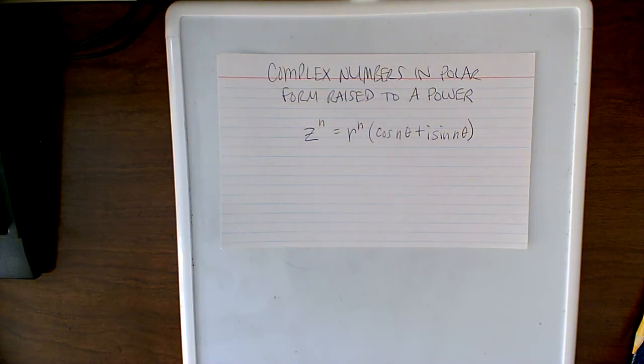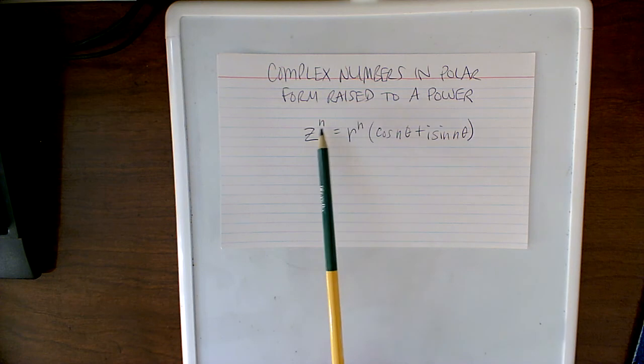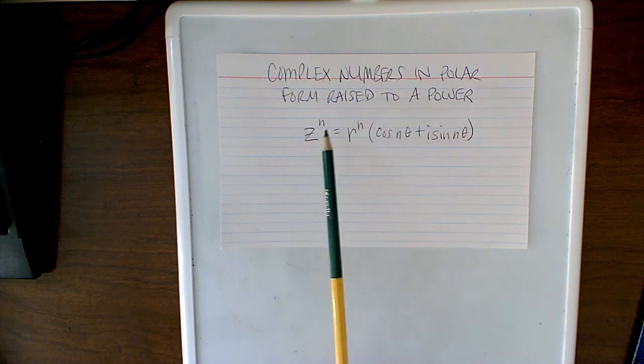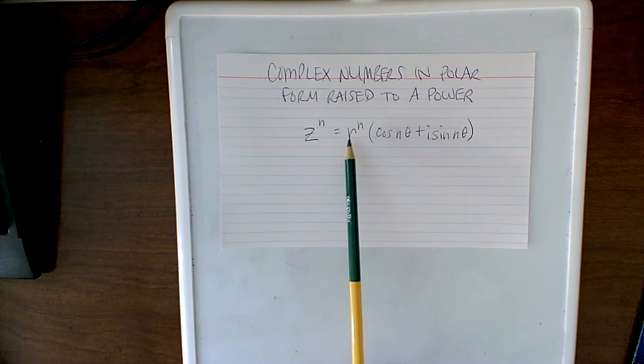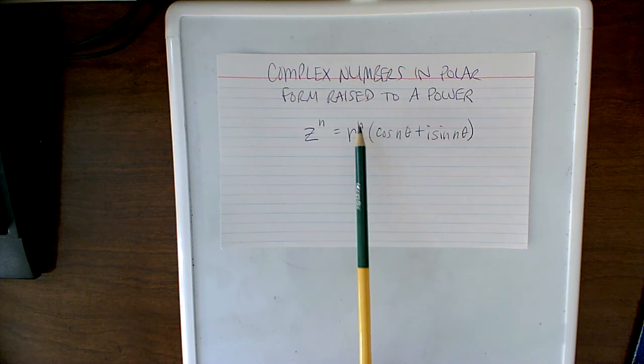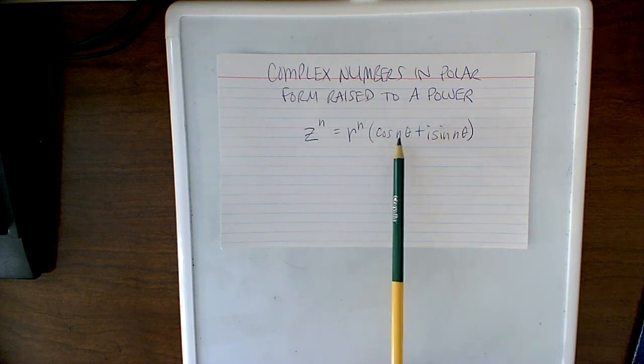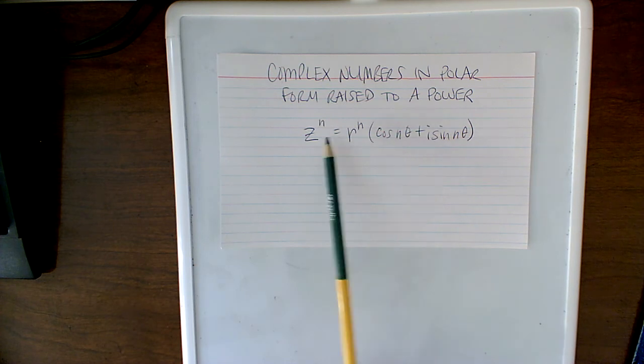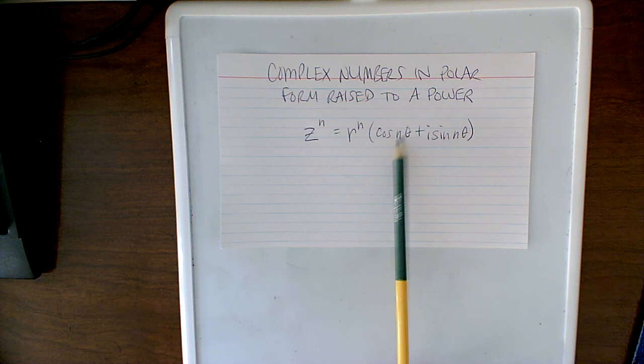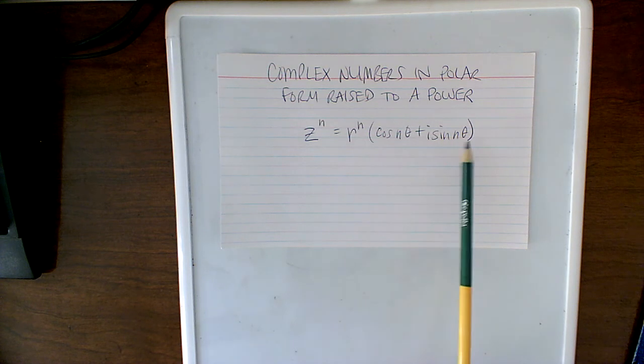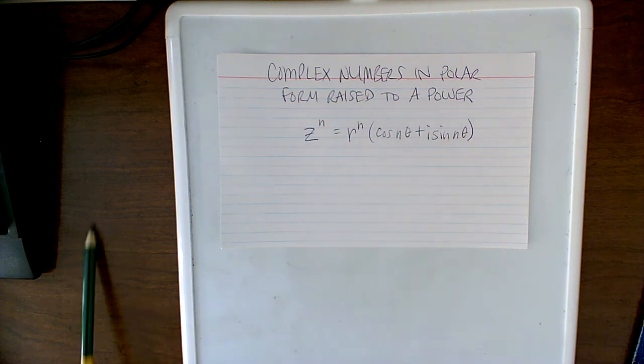Okay, so now we're going to talk about complex numbers in polar form when they're raised to a power. And so here's our formula. It's z to the n, so n being whatever power you're raising it to, whether it be a 2 or 3 or whatever. You take the radius, or the r, raise that to the same power, and then you take the cosine, put the number of that power next to the theta. So if it was a z squared, this would be a cosine of 2 theta, and I sine of 2 theta. So that's the formula we're going to use.